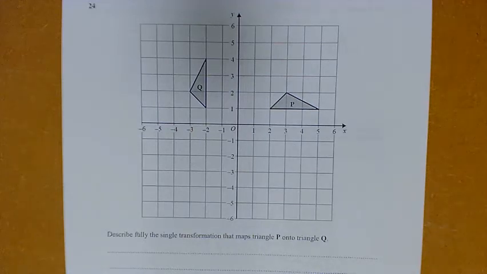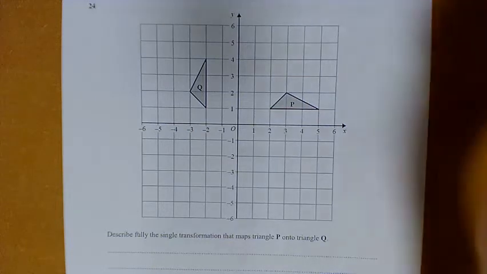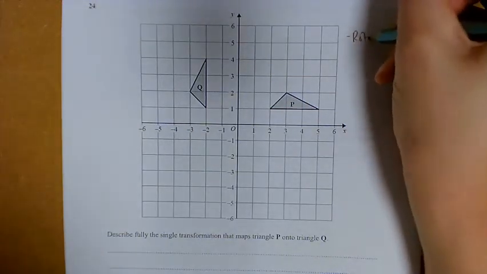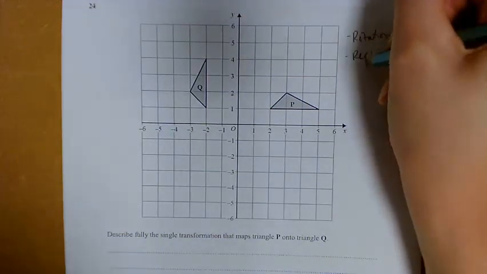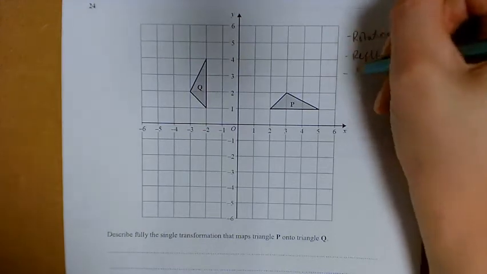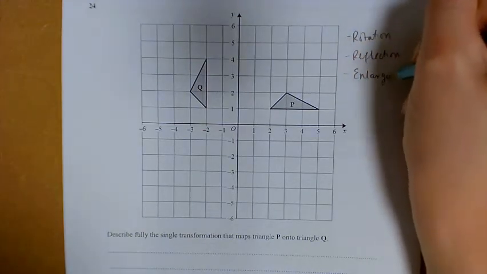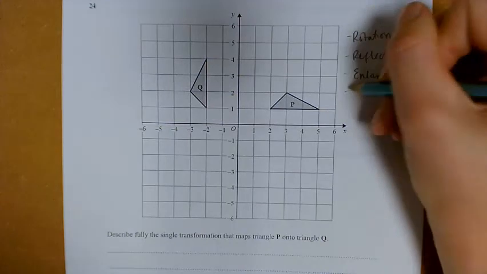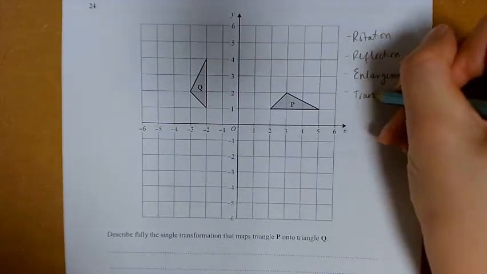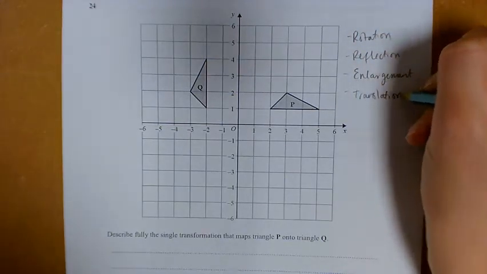Describe fully the single transformation that maps triangle P onto triangle Q. Now there's 4 transformations. There's rotation, reflection, enlargement, which is where it's made bigger or smaller, and translation, which is when it's just moved. It stays the same way up, it just moves somewhere else, okay?